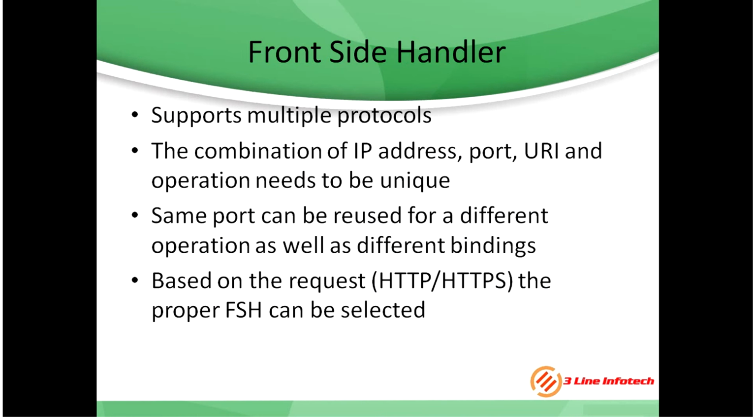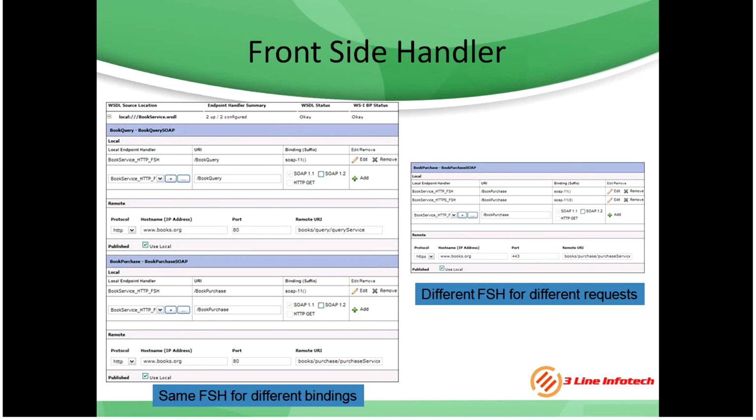So front-end handlers support multiple protocols like HTTP or HTTPS, and it's a combination of IP address and port number, and URI, and the operation needs to be unique. The URI and the operation. So for each front-end handler, the IP address, port, URI, and operation are going to be a unique combination. But the same code can be used for operation as well. But for each operation the URI has to be unique. I will explain. So this is the window to create a front-end handler.